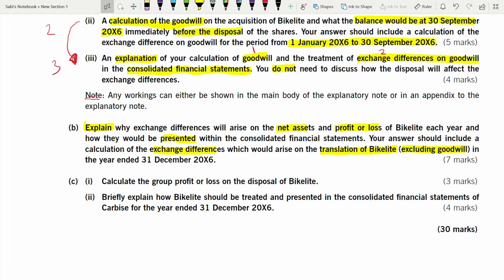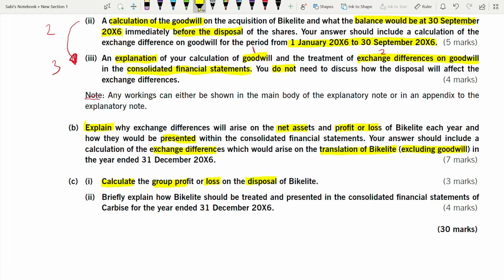So calculate the group profit or loss on the disposal. Okay, calculation is just calculation, so no need to explain. 3 marks. In 3 marks, what are you expecting? You will calculate and then you will explain? No. If it was for 7 marks or 10 marks, okay, it makes sense to explain.